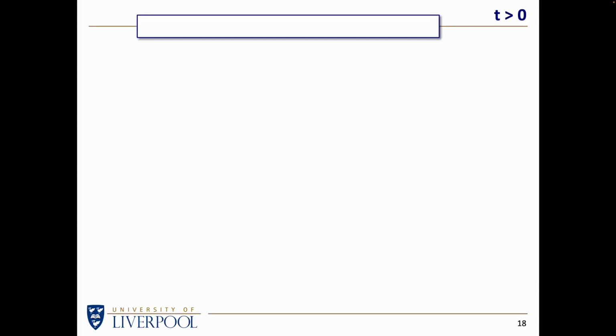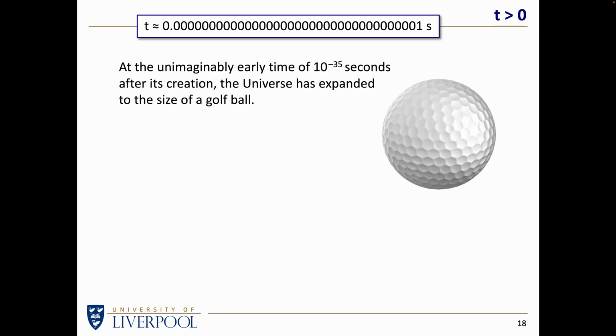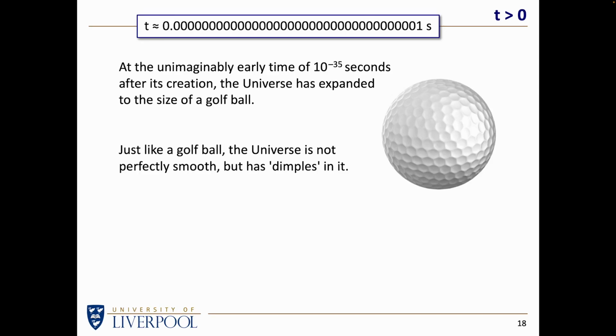So let's move forward. Let's move forward a relatively short length of time. The length of time indicated in the box at the top there. T equals 0.000, lots of zeros, 1 seconds. So this is the unimaginably early time of 10 to the minus 35 seconds. And the universe has expanded from nothing to the size of a golf ball. And interestingly enough, just like a golf ball, the universe has dimples.